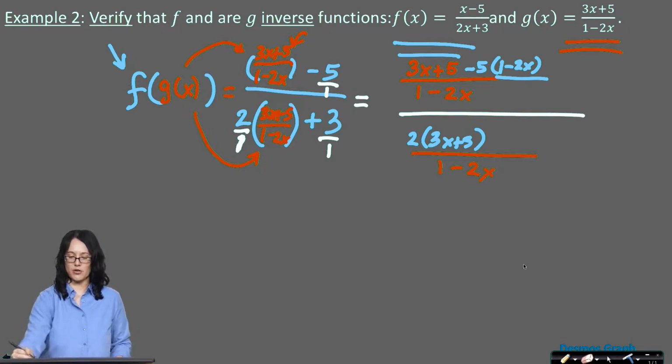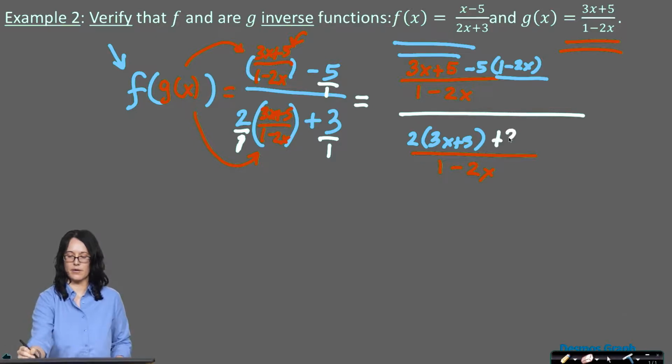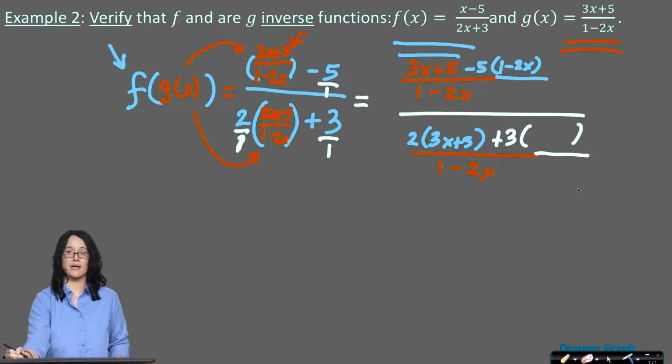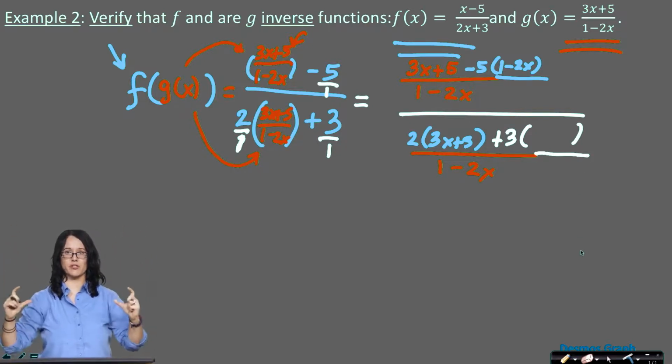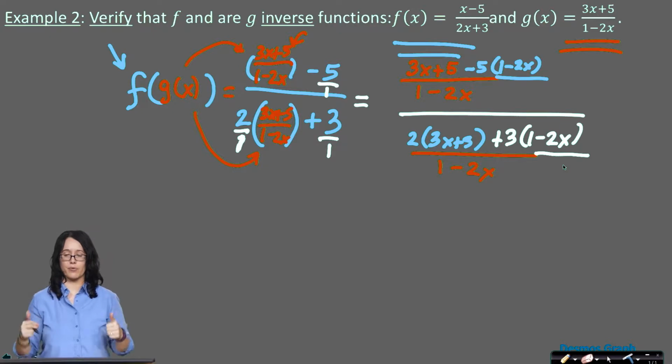But for the second term, the positive 3, notice what I have to do. His denominator was not already 1 minus 2x, it was just 1. So I would have had to multiply top and bottom by 1 minus 2x. Feel free to write that if you need to. Now I have 1 minus 2x next to the 3, and the denominator is now appropriate.